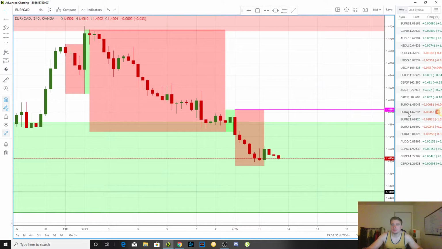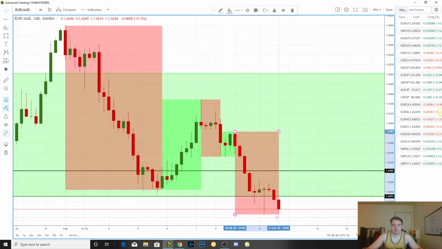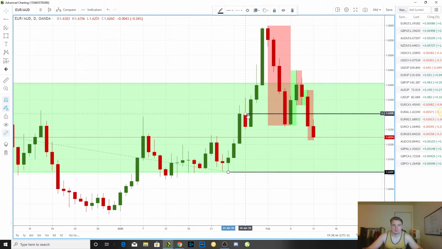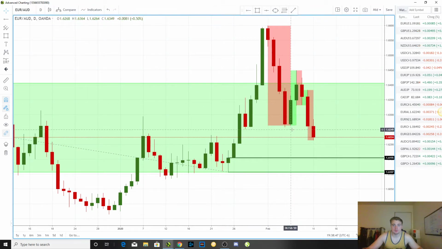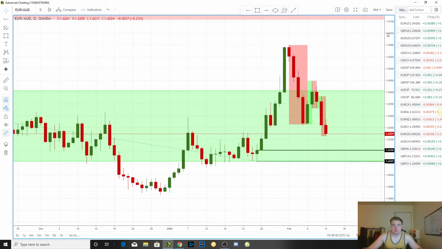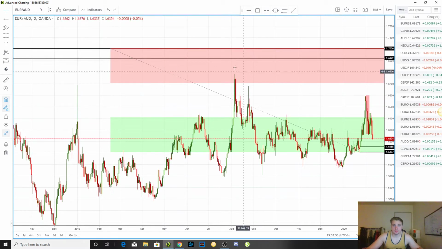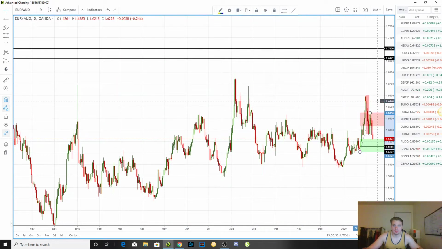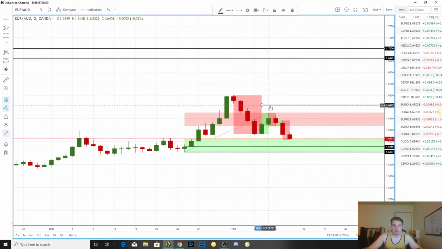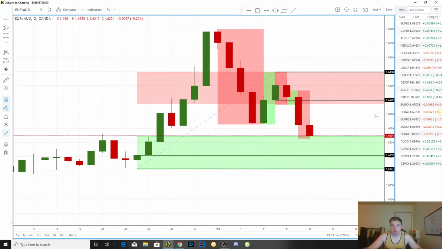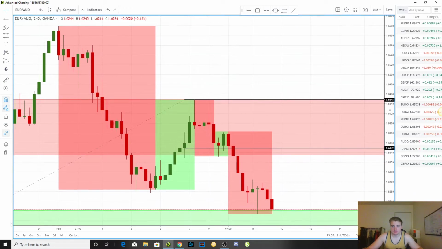Almost had it there. Euro Aussie broke daily demand. We are still on the curve. I'm actually going to move my curve now. This is a little premature, but I think this is going to be a new level, because we'll probably have the close below. We'll see what actually happens. It is pretty premature.